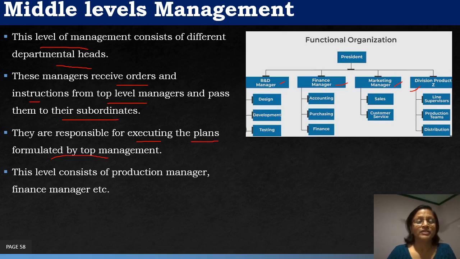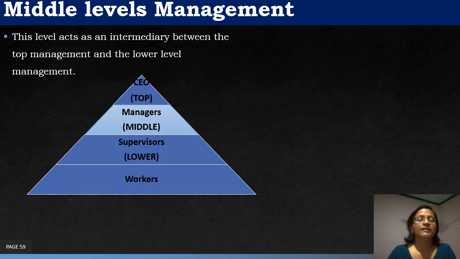This level consists of, as I have told you already, a manager for each department, say production manager, finance manager, etc. Middle level management acts as an intermediary in between. Intermediary means in between the top and the lower level management.